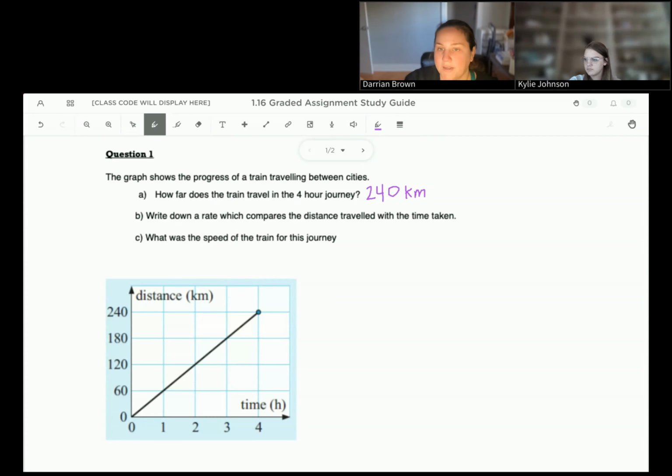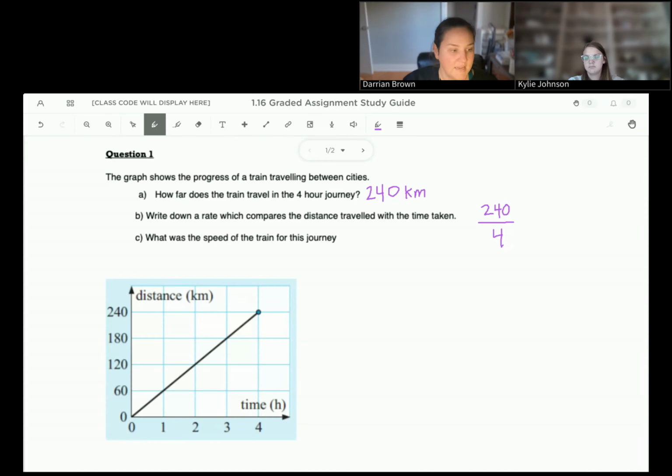Yes, 240. So let's put 240 on top. That's the total distance. And then on the bottom, which is our units, how long did it take them? How many hours? Very good, Zayden, 4. And that's all you have to do for B. You're just creating a rate, which is typically shown in fraction form. 240 over 4. Yep, that was pretty easy.